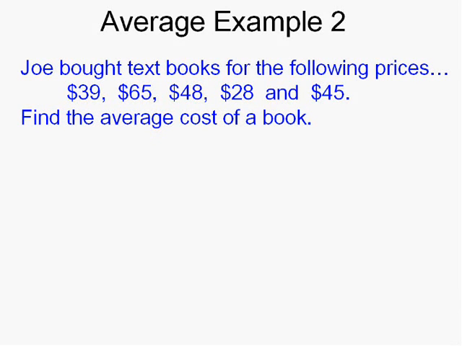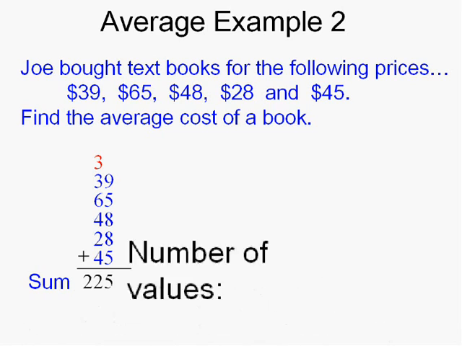Here's Joe bought textbooks for the following prices. We want to find the average cost of a book. Well, we're going to do what with those values? We're going to add them up, get the sum, and the first column adds up to 35, so I'll write the 5 and carry the 3, right? And then add the next column, and I get 22. So these 5 values add up to 225.